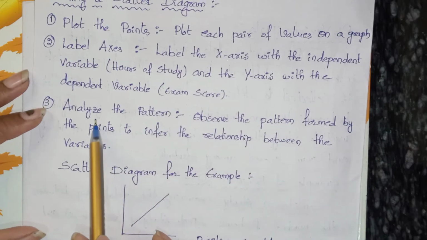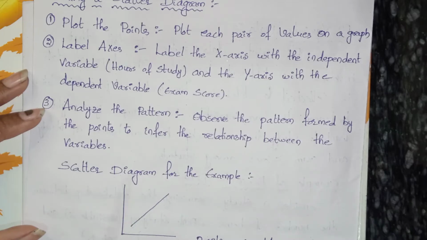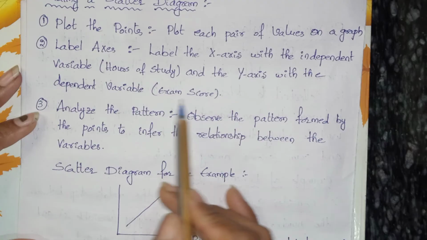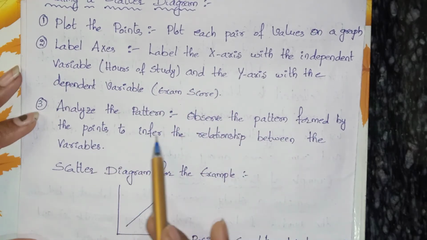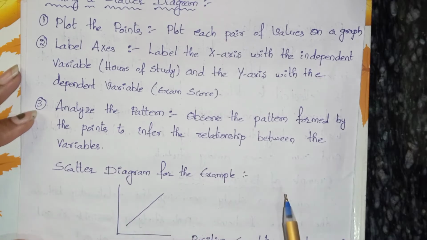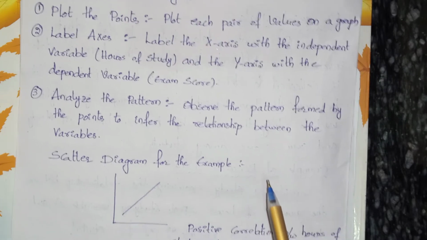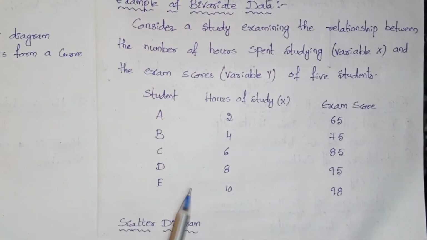Okay, next. Analyze the pattern. That means how the diagram looks, how the points look. We have to analyze that after drawing, after plotting the points. Observe the pattern found by the points to infer the relationship between the variables. Why do we have to analyze the pattern? In order to describe the relation between the two variables, we have to tell.